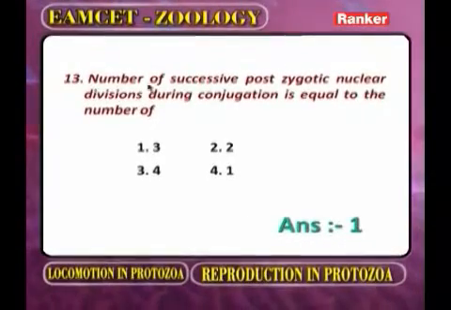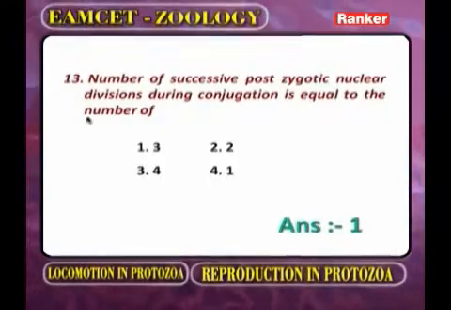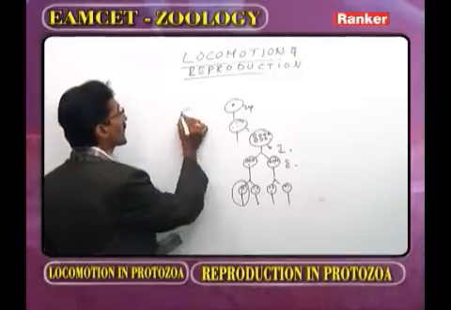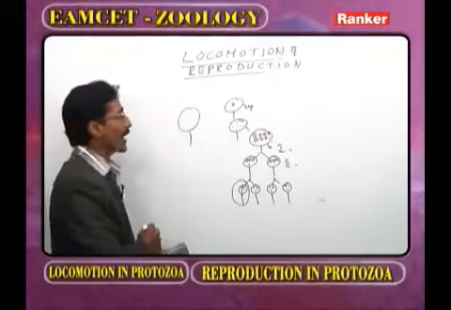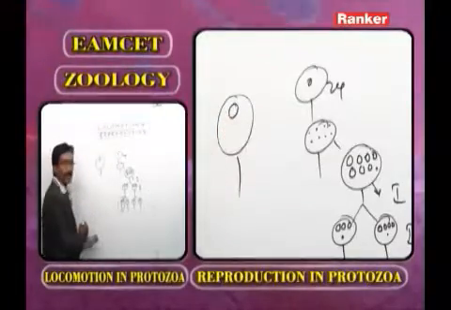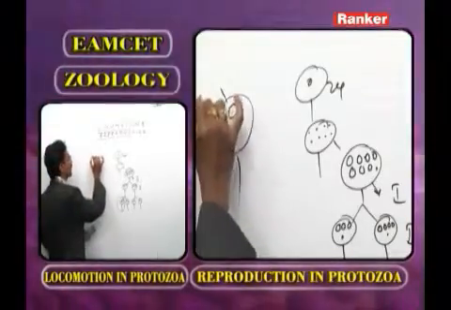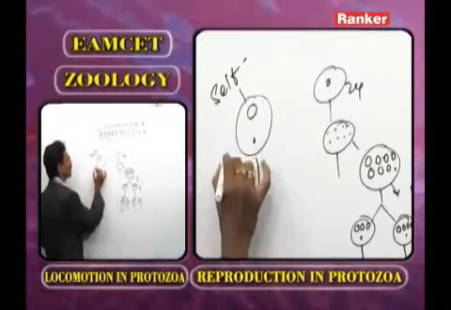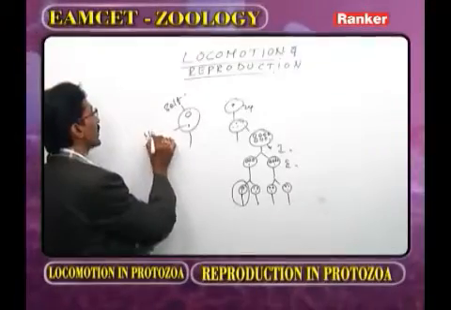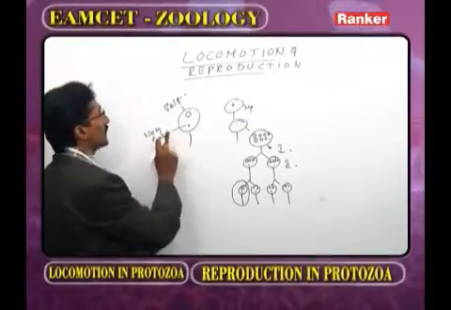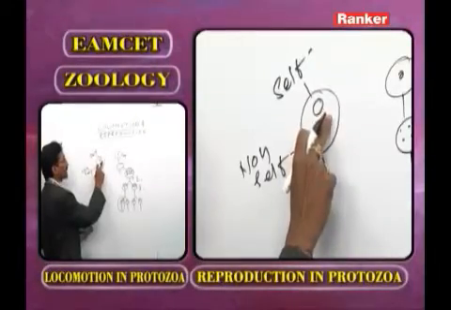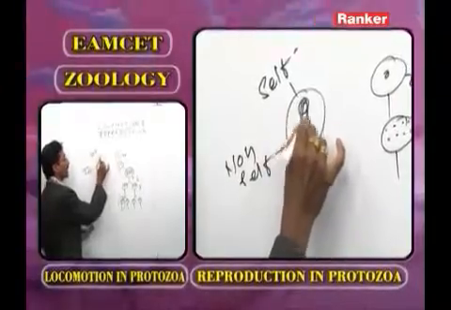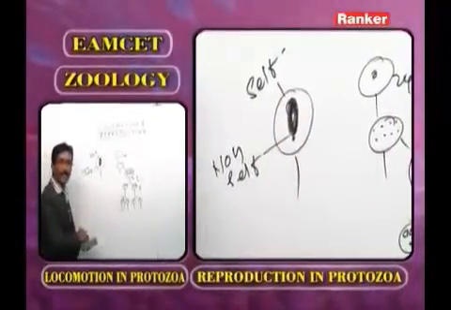Number of successive post-zygotic nuclear divisions. Now, after completing the amphimixis, this is the female conjugant. As we observe the female conjugant, this is the female pronucleus of the female conjugant. Now this is the male pronucleus of the male conjugant. So it is called non-self. Now the female pronucleus of the female conjugant and the male pronucleus of the male conjugant will undergo fusion. That we call amphimixis.